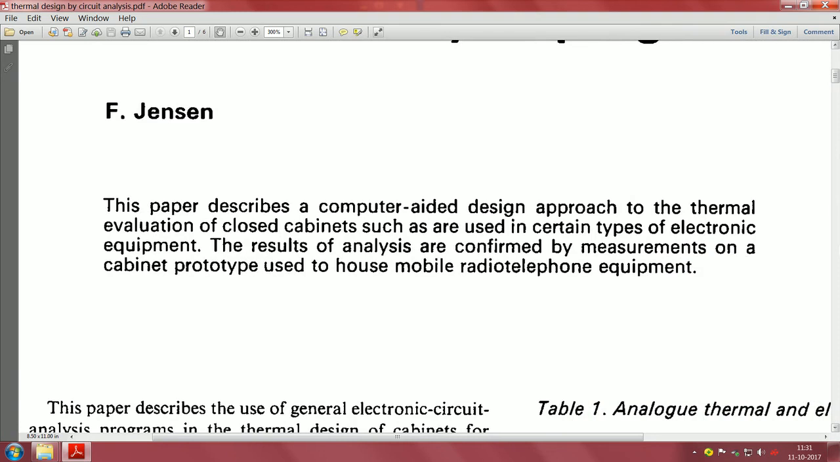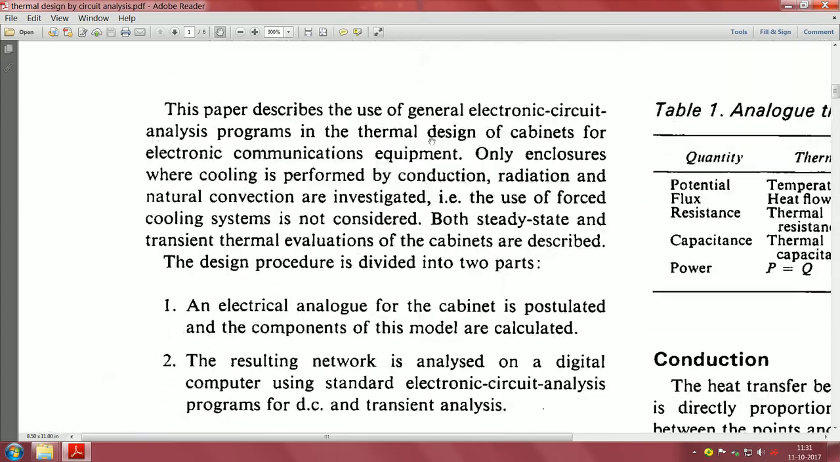Measurements on a cabinet prototype used to house mobile radio telephone equipment. So, what we see here, the so-called mobile phones or cell phones, are probably much later. These things were all developed during the era of the luxurious car phone system. Only the very rich could have a telephone. Alternatively, all the law enforcement and police always had it, and probably this was tried in one of those. So, just read it along with me. Read the first part.